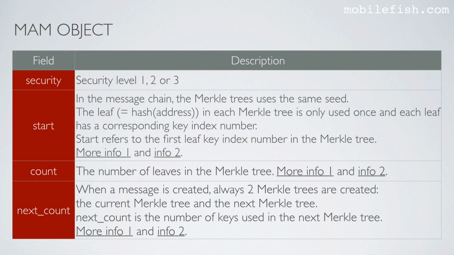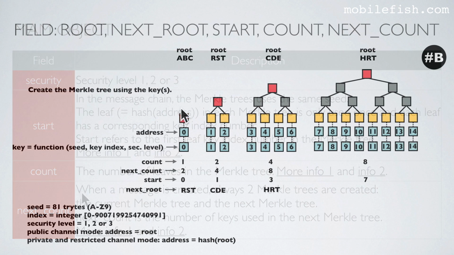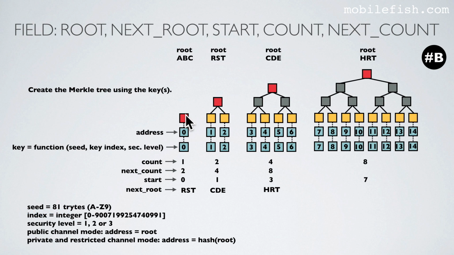Next count. When a message is created, always 2 Merkle trees are created: the current Merkle tree and the next Merkle tree. Next count is the number of keys or leaves used in the next Merkle tree. If we start with this Merkle tree, its next Merkle tree is this Merkle tree. This Merkle tree has 2 leaves, so the next count is 2. If we start with this Merkle tree, the next Merkle tree is this Merkle tree, which has 4 leaves, so the next count is 4. If we start with this Merkle tree, the next Merkle tree has 8 leaves. Next count will be 8.